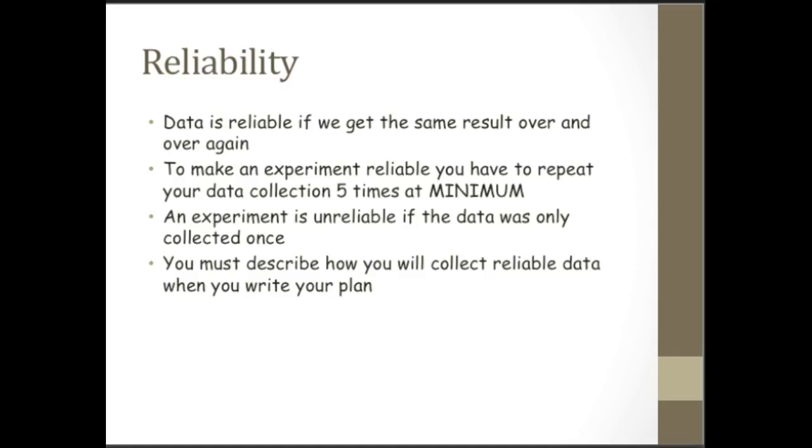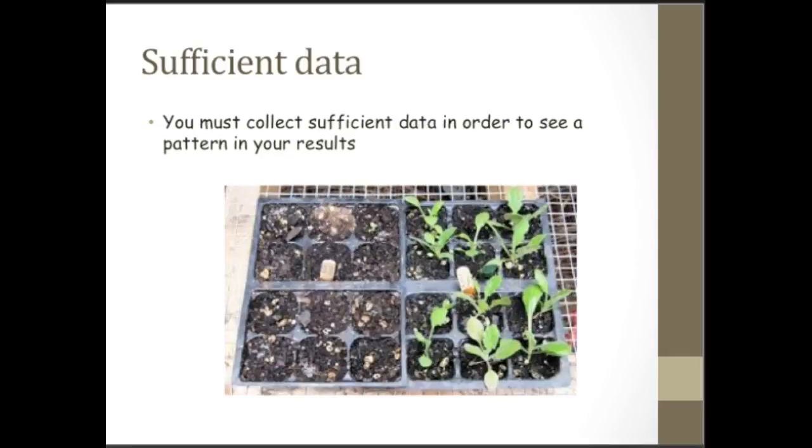Okay, your data that you collect must be reliable. By reliable, we mean that you've collected it many times and you get the same result every single time. So for your internal assessment, you must collect your data 5 times at minimum. That means you're repeating any experiment you do 5 times. You must describe how you are going to make it reliable when you write your plan. And you must collect sufficient data in order to see a pattern.